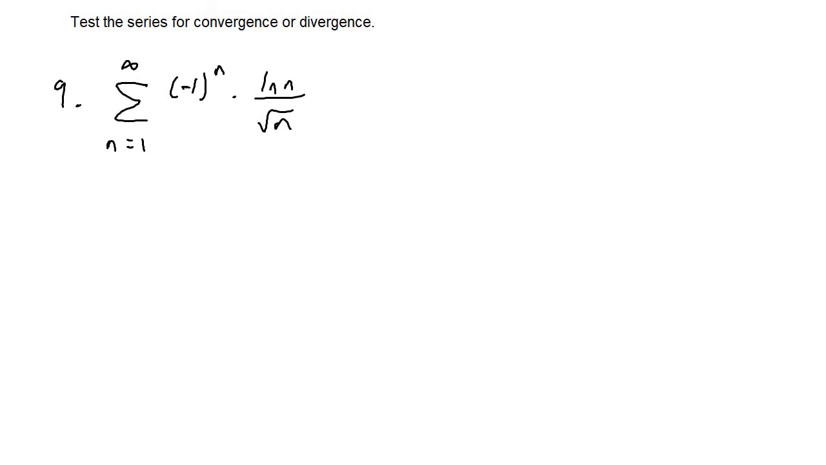Now for number 9, we have the series from 1 to infinity of (-1)^n times ln n over the square root of n. Once again, because we have an alternator here, we can use the alternating series test. We're going to set the limit as n approaches infinity of everything but the alternator, so ln of n over the square root of n.